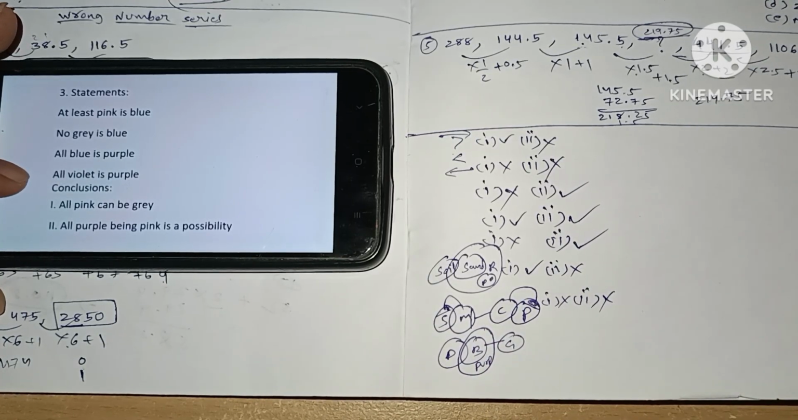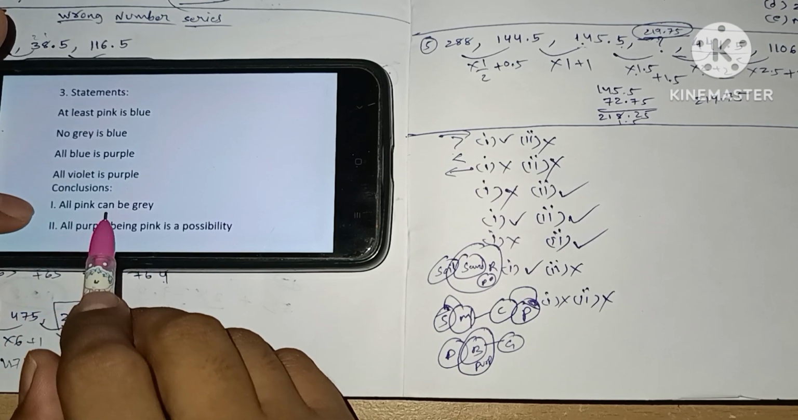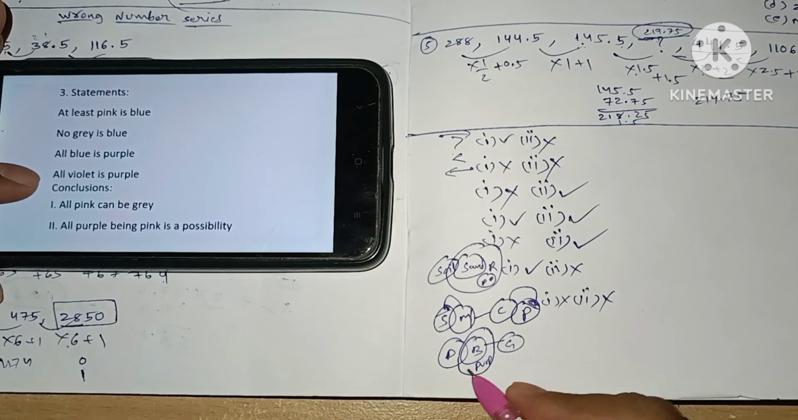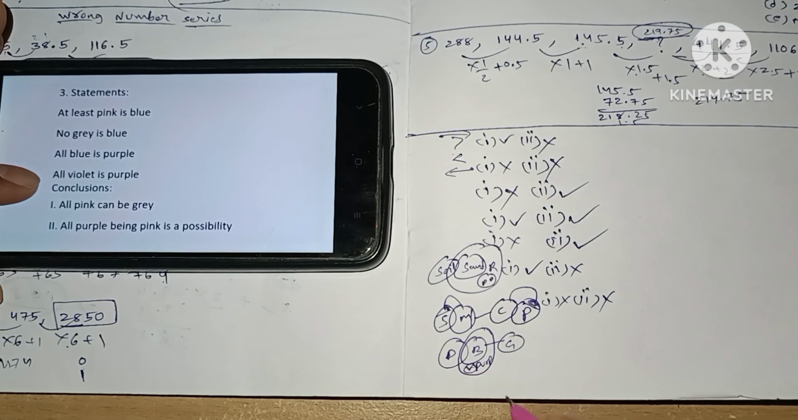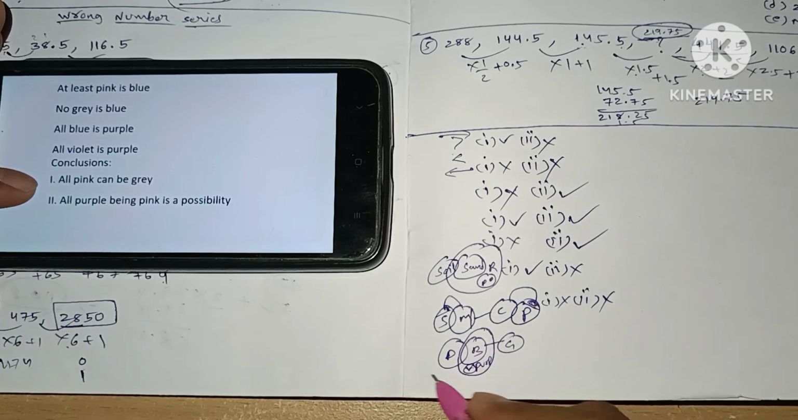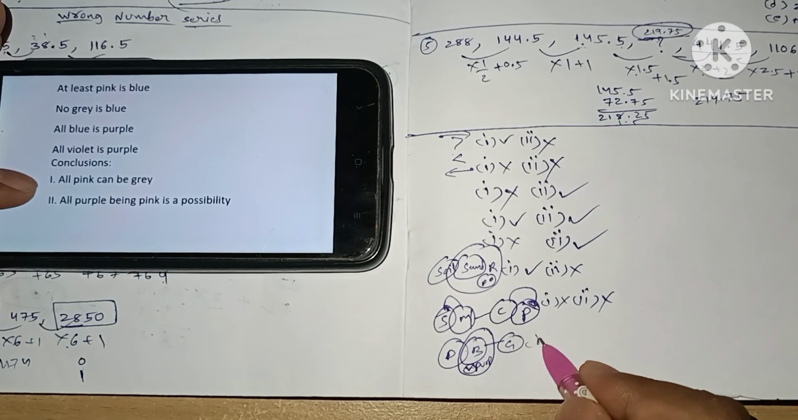Okay, let's see conclusions. All pink. Wait a second, one more statement there. All violet is purple. So violet is inside purple. Conclusions. All pink can be gray. All pink can be placed inside gray. It is not possible because of sharing with B. So first conclusion will be false.